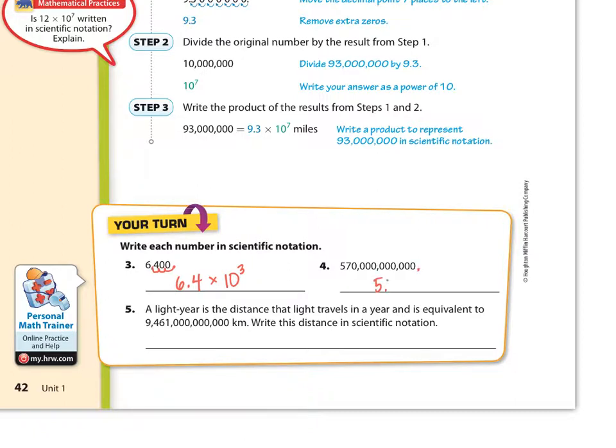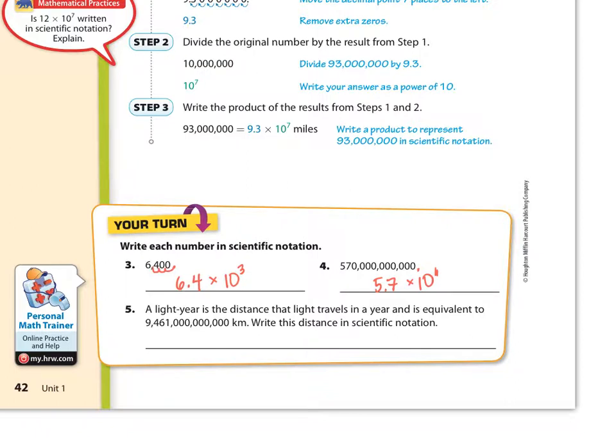Number 4 is going to turn out to be 5.7 times 10. I'm going to skip count here. So I want my decimal point to be between the 5 and the 7. So I'm going 3, 6, 9, 10, 11. So 10 to the 11th power.